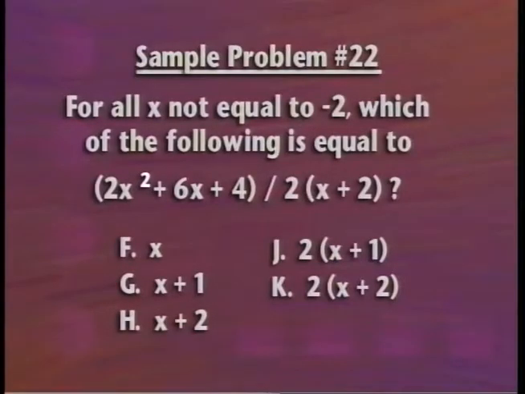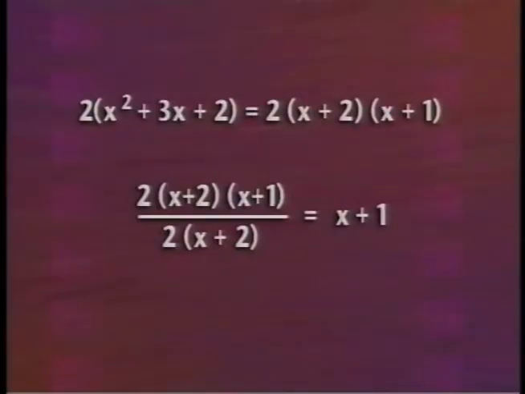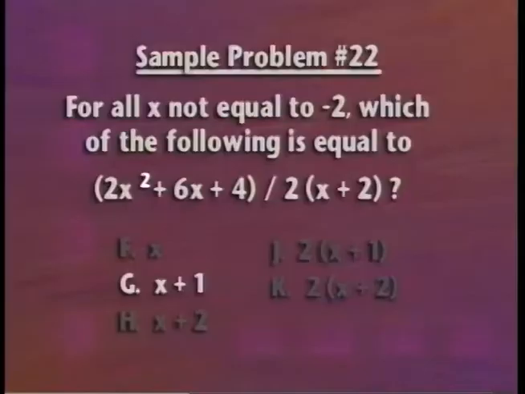For all x not equal to negative 2, which of the following is equal to (2x squared plus 6x plus 4) divided by (2 times (x plus 2))? In this problem, let's factor out 2 from each term in the numerator and then factor the rest. 2 times (x squared plus 3x plus 2) becomes 2 times (x plus 2) times (x plus 1). Now, the 2 times (x plus 2) is in the numerator and in the denominator, and therefore will cancel out. This leaves us simply x plus 1. Answer G.